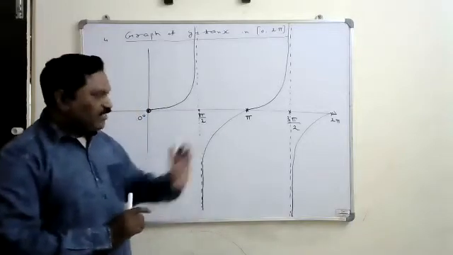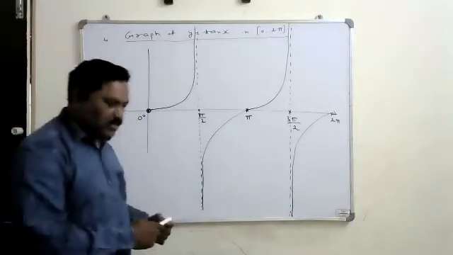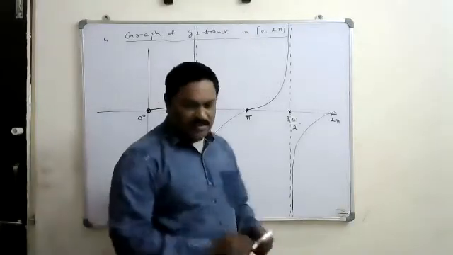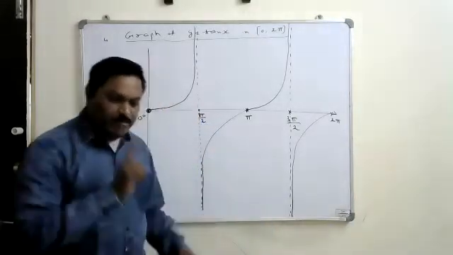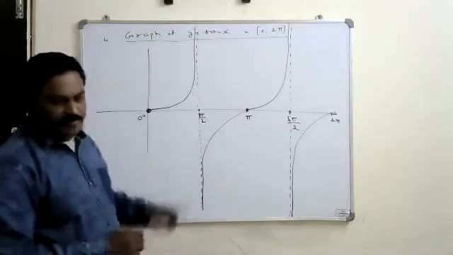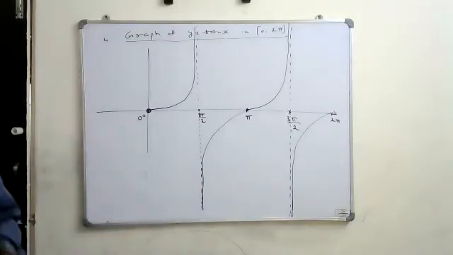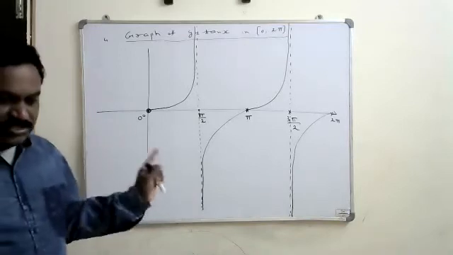So like that you have to remember it. Yesterday you saw that the period of sin x and cos x is 2 pi, but the period of tan x is pi. This is a point you have to remember. Draw this graph. We must remember the structure of the graph.